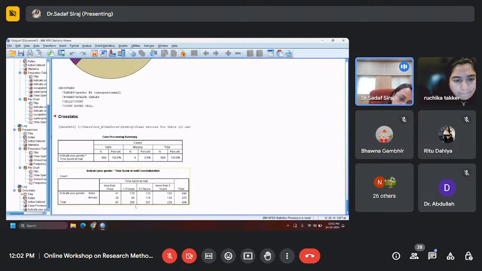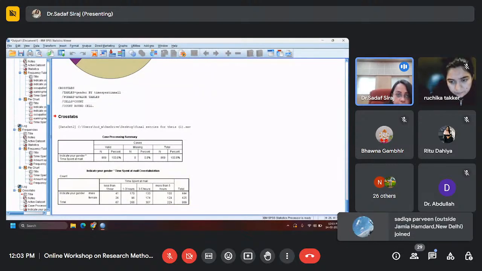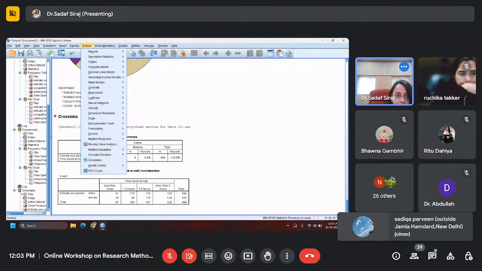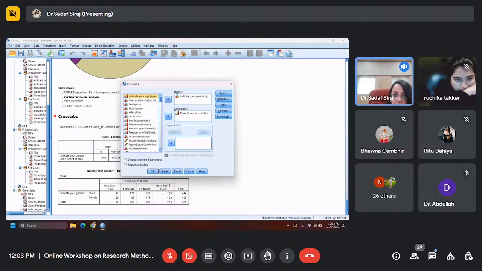The problem with this table is that because it is showing you just the frequency, it becomes a little tricky for you to write it. So in case you're having percentages along with frequencies, your life becomes easier. So what we'll do is we go to analyze, go to descriptive, cross tab, and we had chosen just these two. Then you need to go to cells.